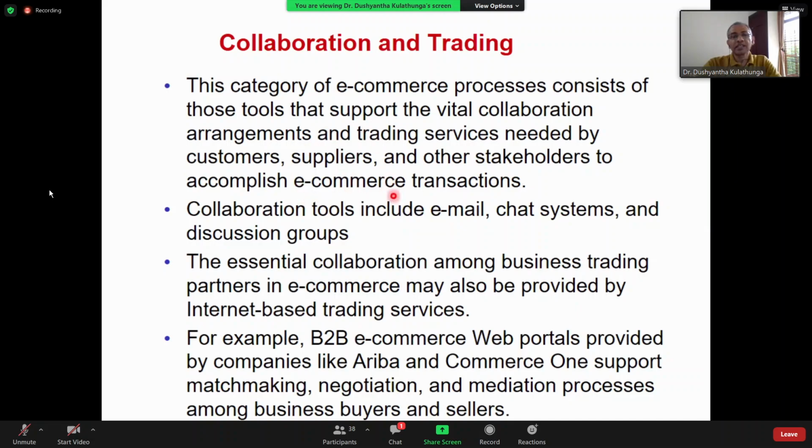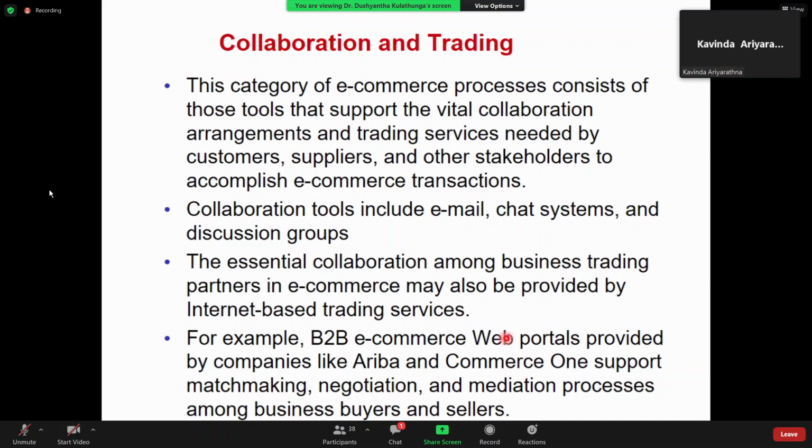Is there any question regarding this? First we focused on the different collaboration tools which we can utilize, which are basically the communication tools we can use to communicate with our trading partners. And thereafter we focused on a particular platform which enables us to collaborate with our business partners, our trading partners. Is there any question on collaboration and trading?